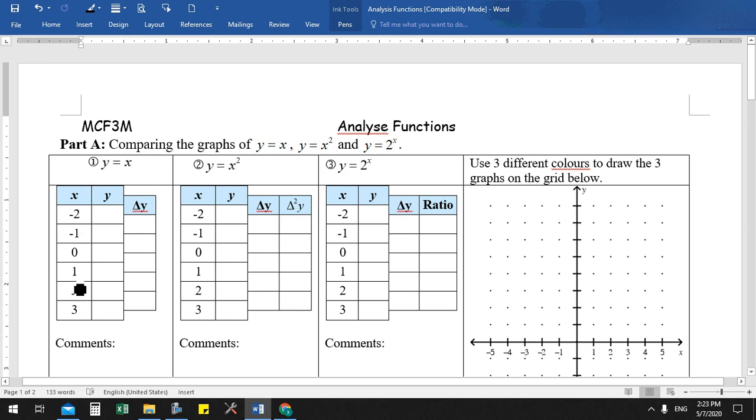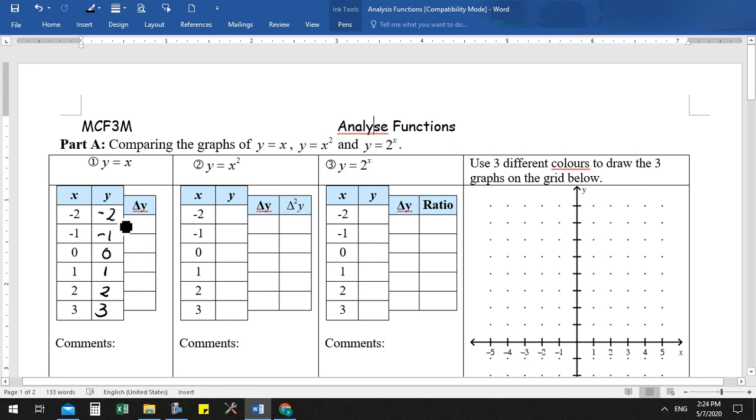So we are going to fill in this table of values. When x equals -2, we sub in -2 here and you will have y equals -2. And x equals -1, y equals -1. x equals 0, y equals 0. So just continue. You will see y equals x will give you the same value for y as for x.